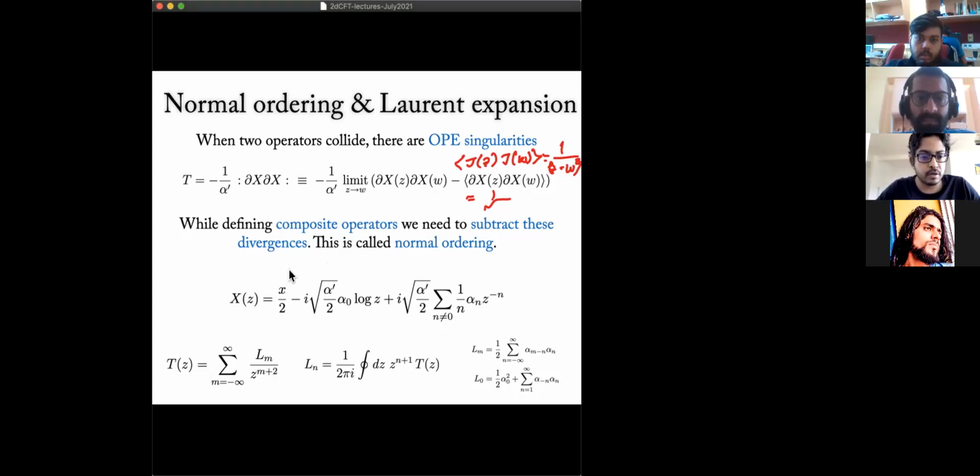Again you can use the mode expansion for the scalar field, subtract out this divergence, and write the stress tensor in terms of the modes. What you'll see is that the stress tensor itself has a mode expansion, where these Lm's are defined in terms of the modes of the scalar field in this manner. So this Lm and L0 are defined in this way, and in fact, you can extract a single mode of the stress tensor by performing this contour integral. From this operator, you can get the modes.